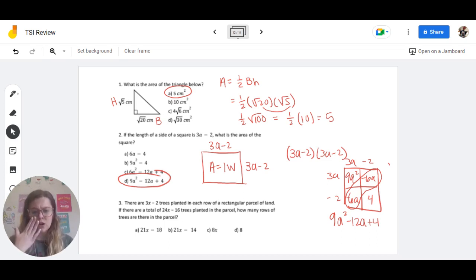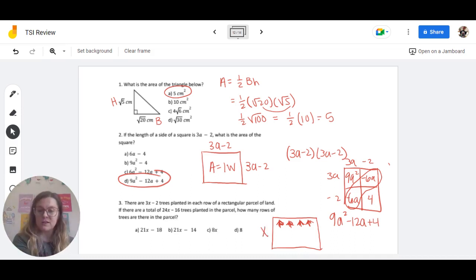Okay, when I'm talking about word problems, I always like to draw. So I'm going to draw my picture here. So here's my rectangular parcel. They told me there are trees in this parcel of land, right? So they're asking for how many rows. So I'm not really sure how many rows, so I'm going to put that as my x. I'm not sure what that number is. In the rows, they told me there are 3x minus 2 trees. So I'm going to put 3x minus 2 up here to mean how many trees are in each row.